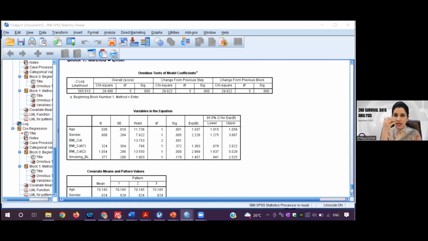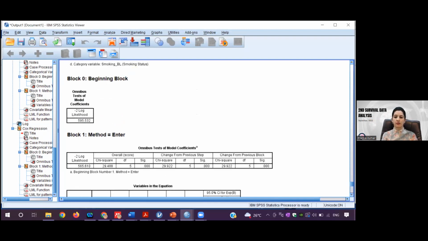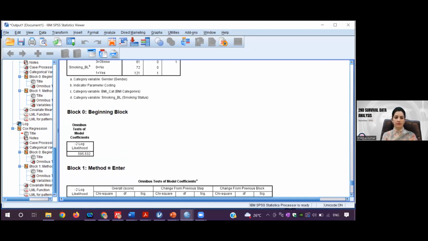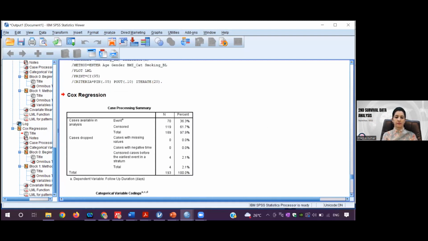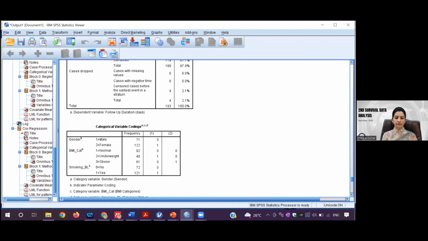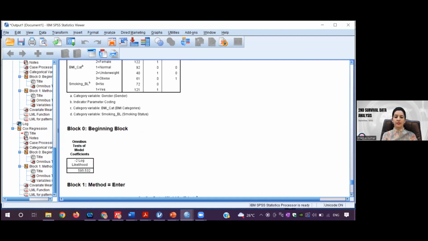And on the basis of that, you say that maybe after 5 years, or after 6 years, or maybe after 10 years. So this model 0, when you see this beginning block, so this is the case processing summary. And if you come to this beginning block, here it is not taking any variable in the model.